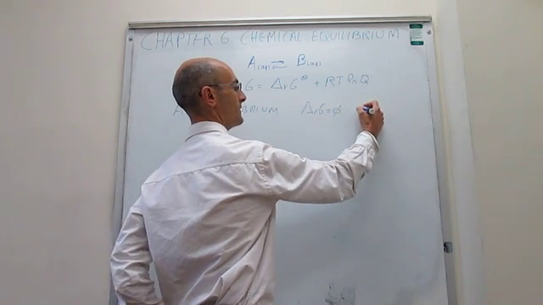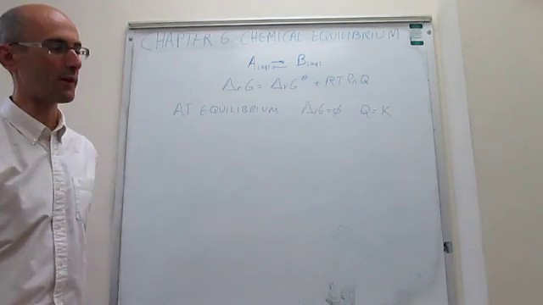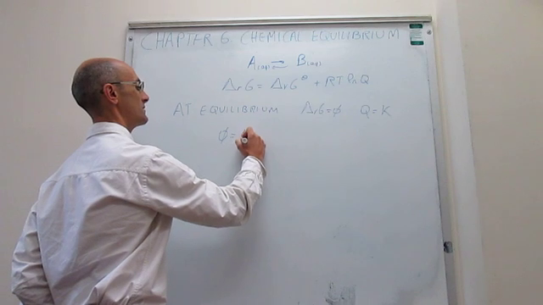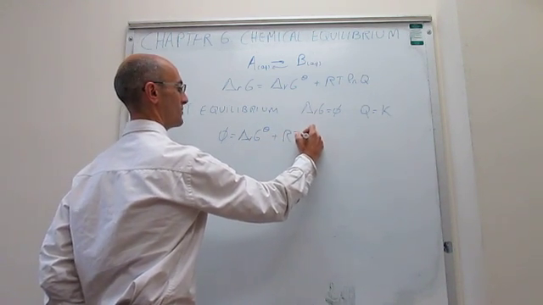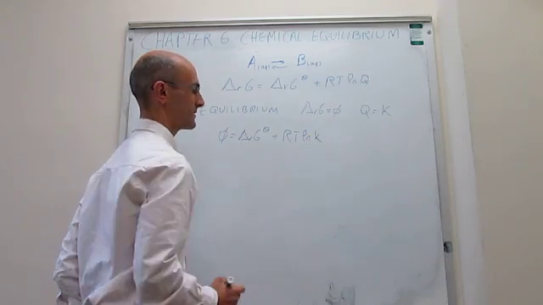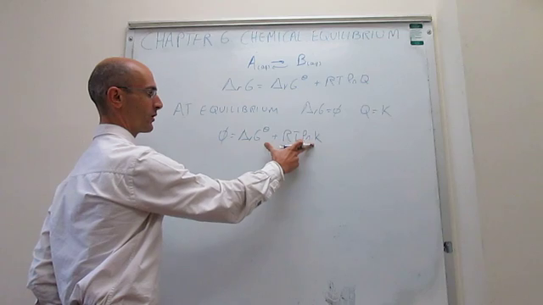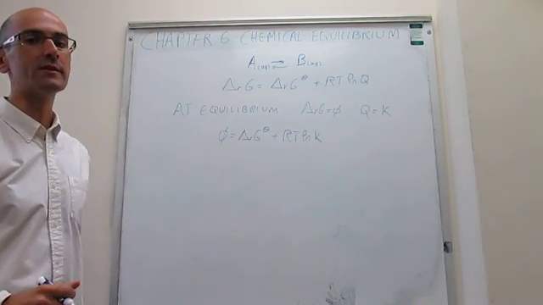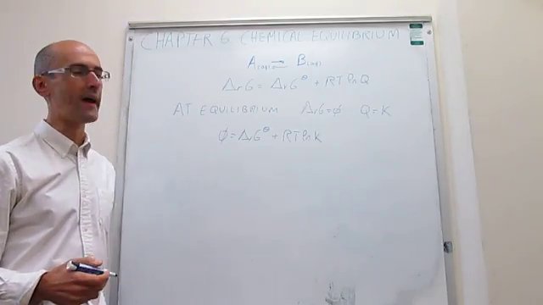And then the reaction quotient is what we know as the equilibrium constant. So we can rewrite that expression simply as 0 is equal to the reaction Gibbs energy at the standard state plus RT natural log of the equilibrium constant. What we do in this video is examine a little more closely the relationship between the equilibrium constant and the reaction Gibbs energy at the standard state and see what we can learn from that.